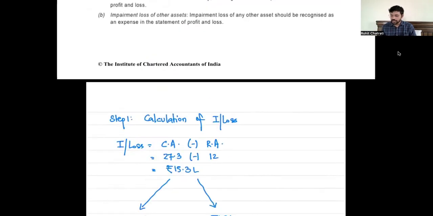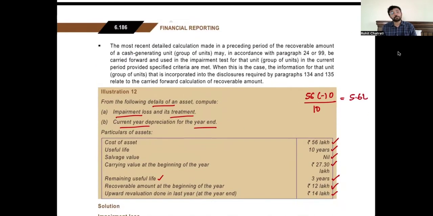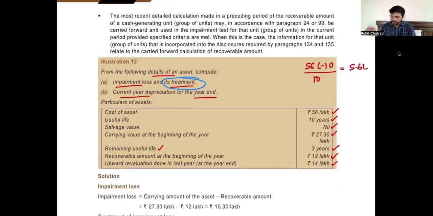If you carefully read the question, it said compute impairment loss and its treatment. The word treatment was basically trying to emphasize where you will recognize such an impairment loss. Are you going to recognize the impairment loss in the P&L account, or are you going to recognize the impairment loss as a debit to the accumulated OCI, as a debit to the revaluation surplus? All right. Let's also next compute the depreciation for the year end.